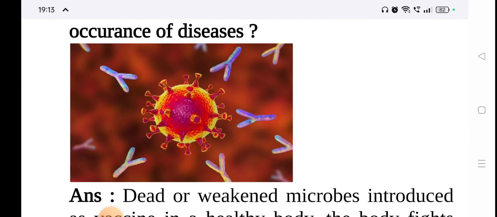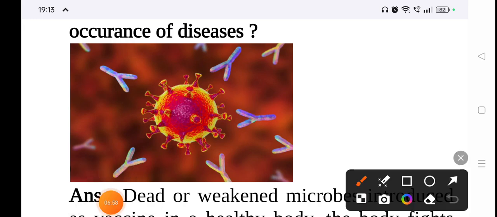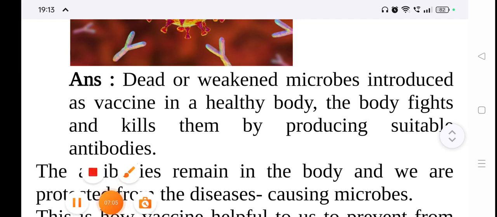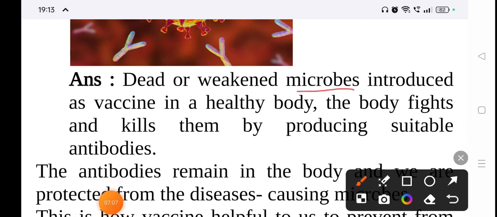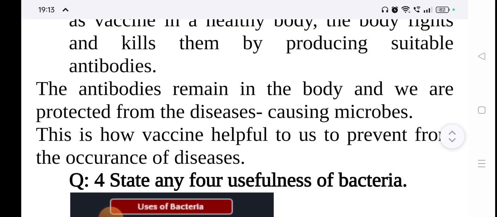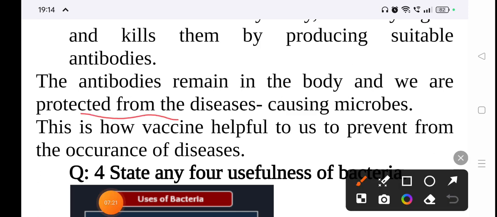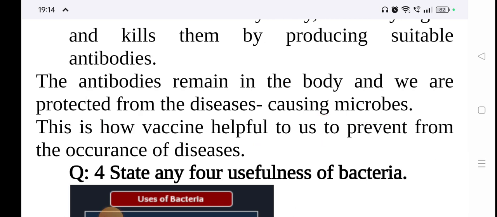Previously I have shown you these are the antibodies and these are the antigens. See the answer. Dead or weakened microbes introduced as a vaccine in a healthy body, the body fights and kills them by producing suitable antibodies. The antibodies remain in the body and we are protected from the disease causing microbes. This is how vaccine is helpful to us to prevent the occurrence of the disease.